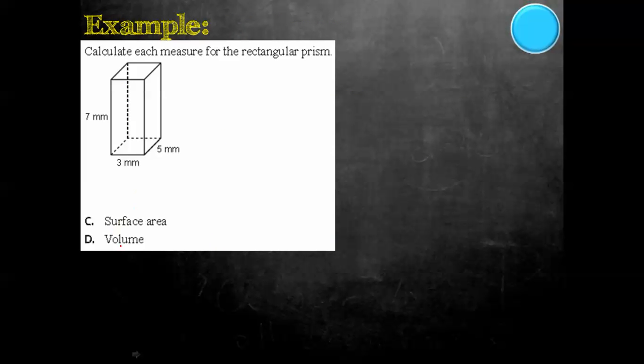So for each of these, we're going to calculate the surface area and the volume. We're going to start with the surface area since we already did one of those earlier and we're good at those now. So we're going to find the perimeter of the base, all right?